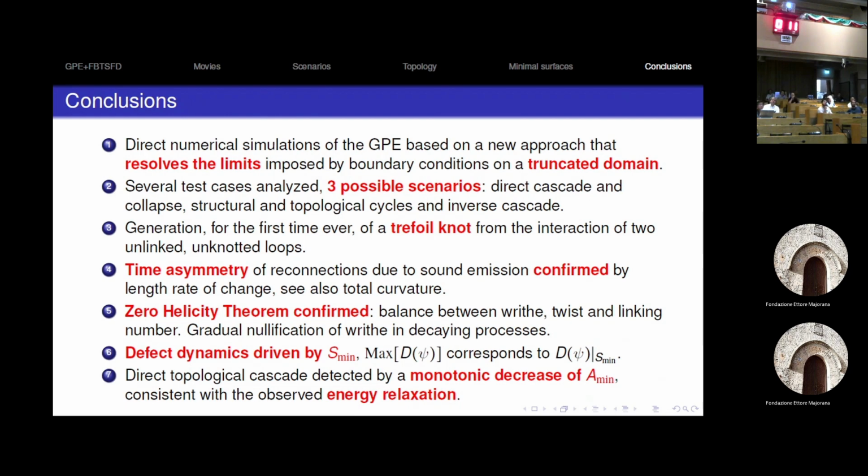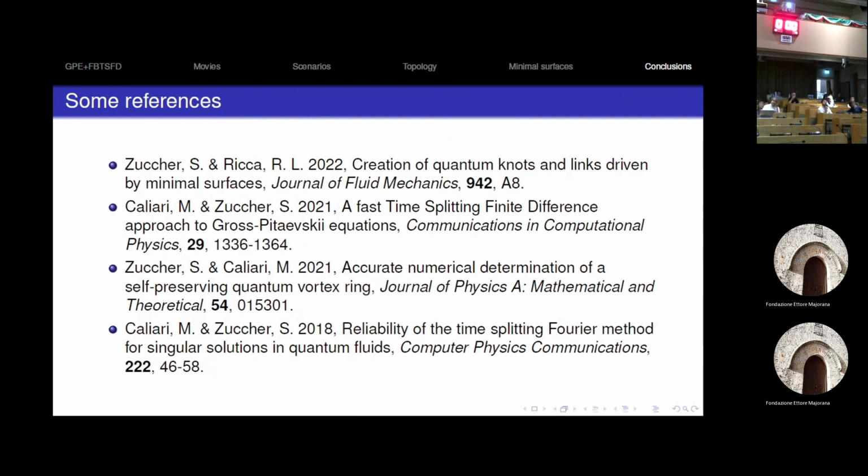We confirmed both the time symmetry, which was already known, and the zero helicity theorem. And then we saw this link between the dynamics of these defects and the minimum area. And these are just the references for this work. So thank you very much for being here.